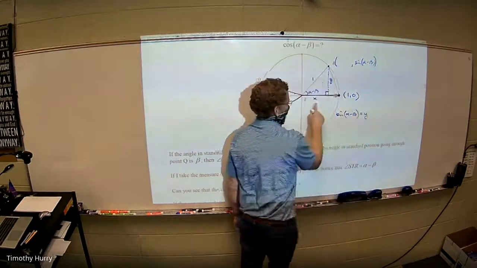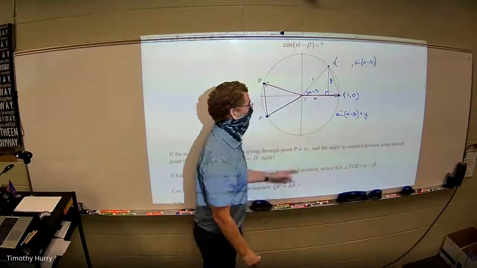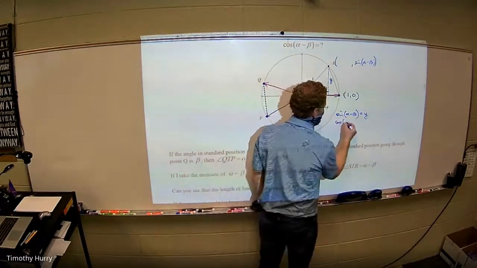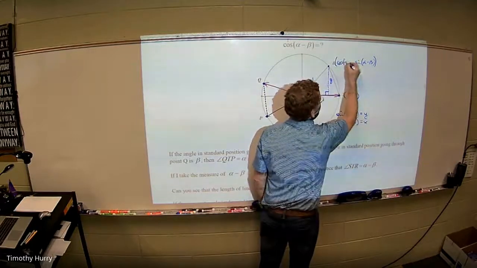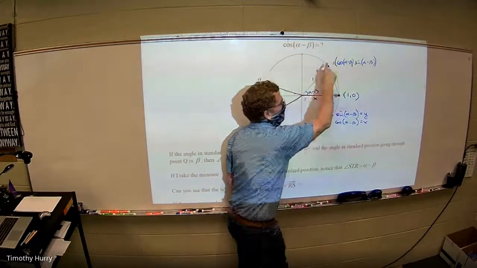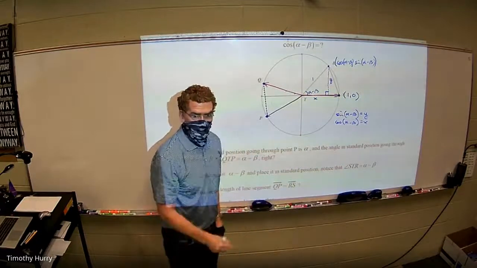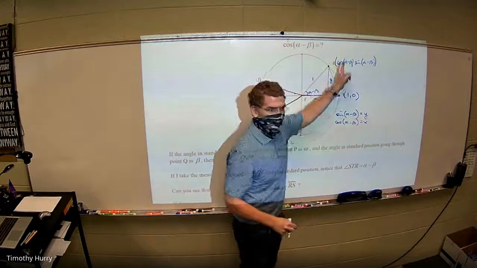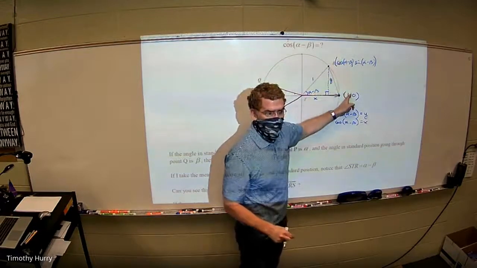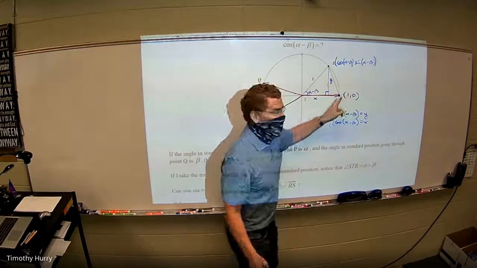And then how do I find this x? Cosine of alpha minus beta. Ooh, I already got it in the problem. That's x. So that's that point. So if that's that point, and you already know this is 1, 0, can I use the distance formula to find that distance? I think I can. All right, let's go over here.